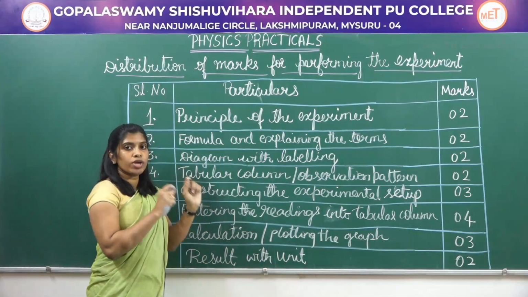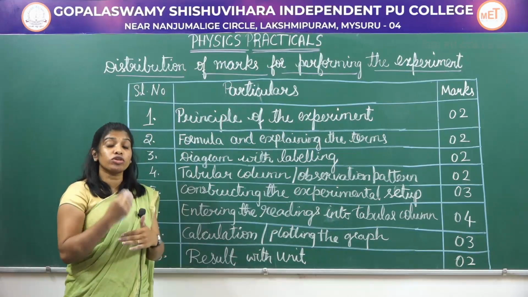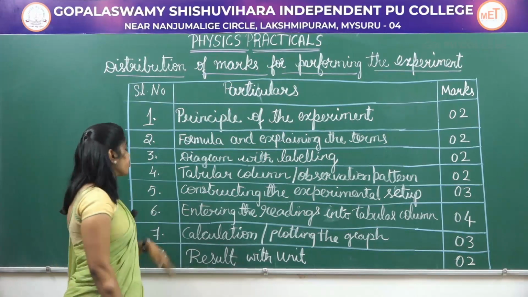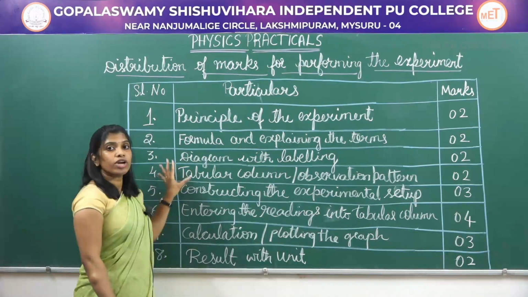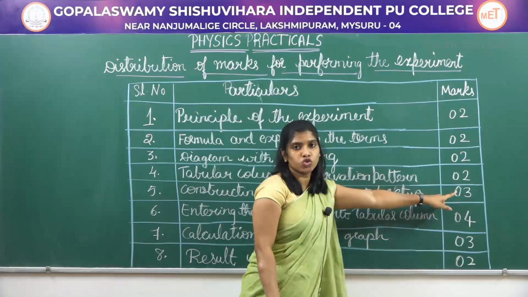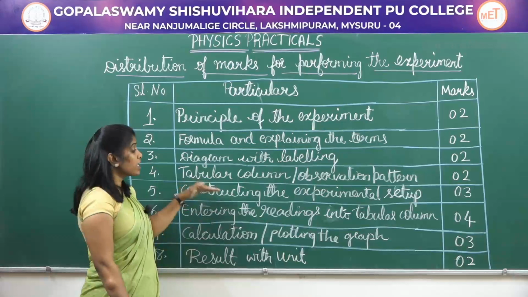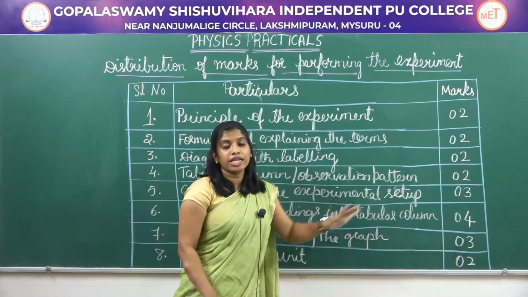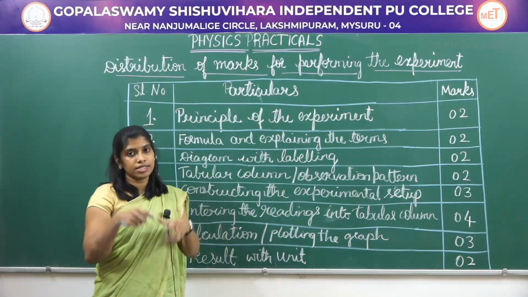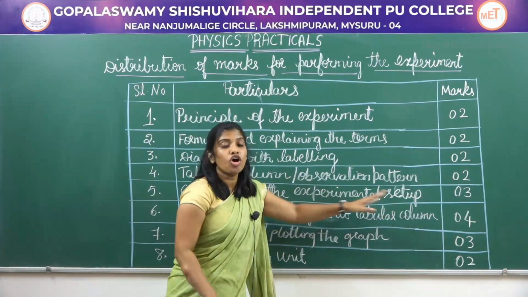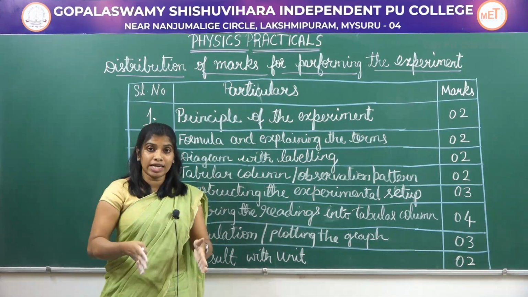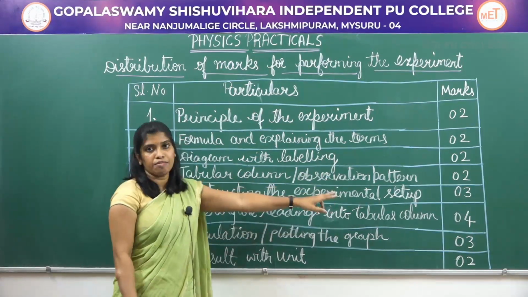This also includes the nature of the graph. If you are plotting a graph in your experiment, you also have to draw the nature of the graph. The fourth thing is you have to write the tabular column or the observation pattern, and that carries 2 marks. The fifth point is constructing the experimental setup. If you have a circuit in your experiment, then you have to construct the circuit. That carries 3 marks. Or if you do not have a circuit and it is some other experiment, how you are going to set up the experiment will carry 3 marks.